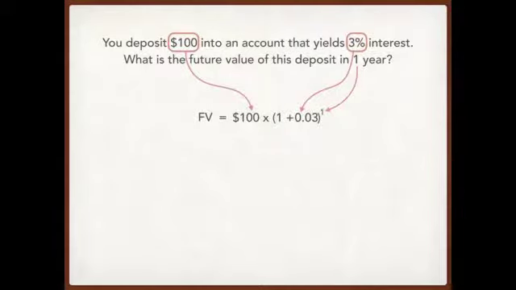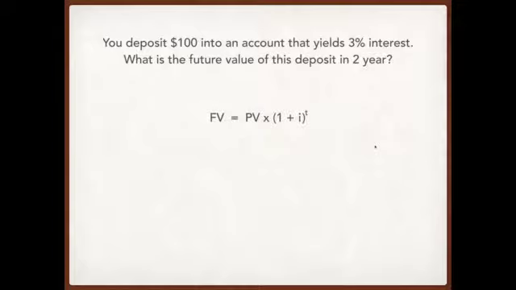So the exponent in this calculation is equal to 1. So the future value is just going to be 100 multiplied by 1.03. So the future value of that $100 deposited into an account that yields 3% interest will be worth $103 in 1 year's time.